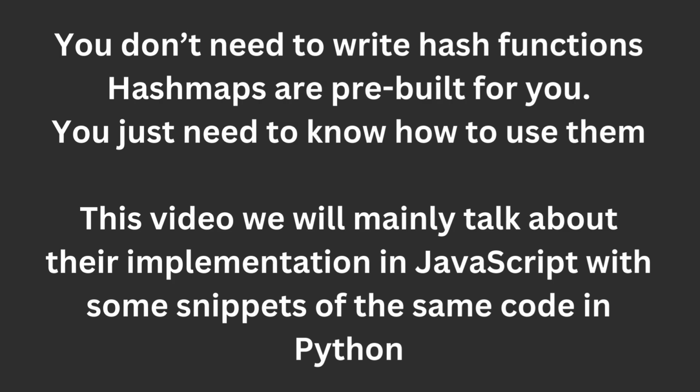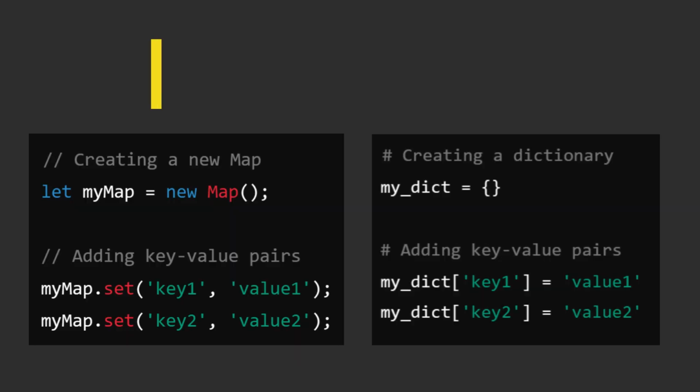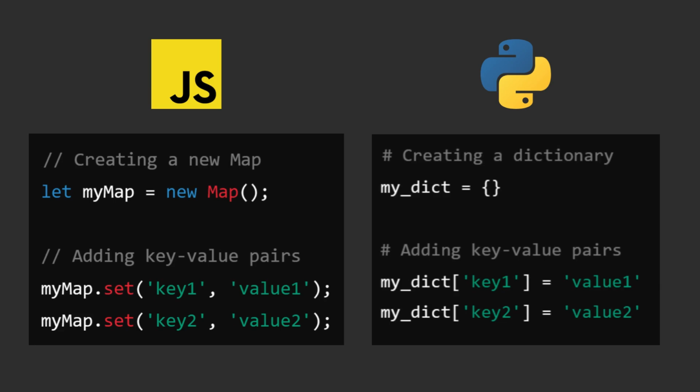In almost all modern programming languages, hash maps are already implemented, so you don't have to worry about writing hash functions, you just need to know how to use them. In this video we will mainly talk about their implementation in JavaScript with some snippets of the same code in Python. Here's how you create a hash map in JavaScript and Python, and this is just for reference. We will be actually learning it through a practice problem.